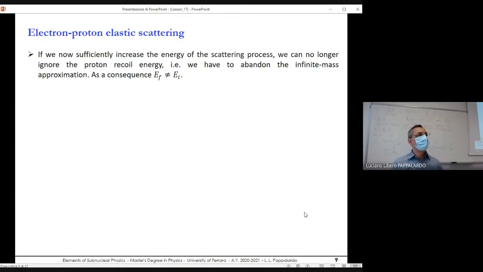Now, let's move on again. Let's increase the energy even more. If we sufficiently increase the energy in the scattering process, we can no longer ignore the proton recoil energy. We can no longer assume that the proton is infinitely massive, and as a consequence, the final energy of the electron will differ from the initial one because part of the energy is absorbed by the recoiling proton.